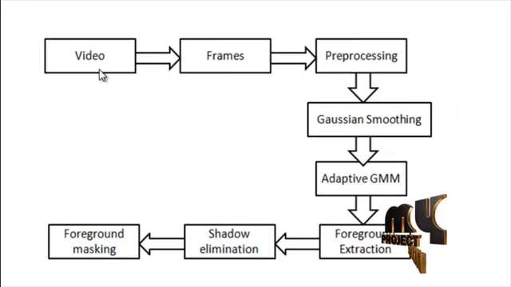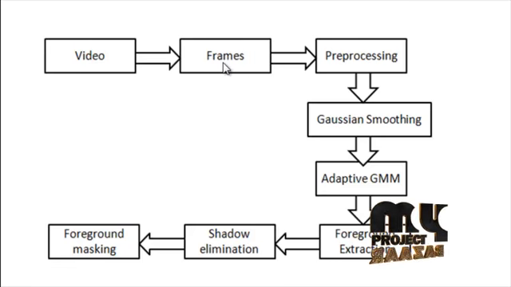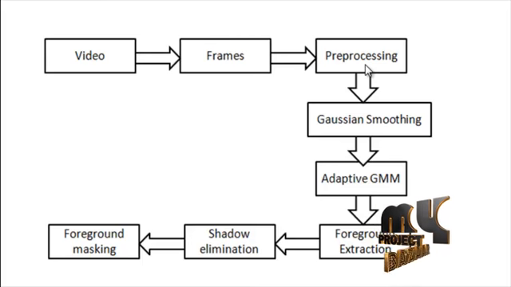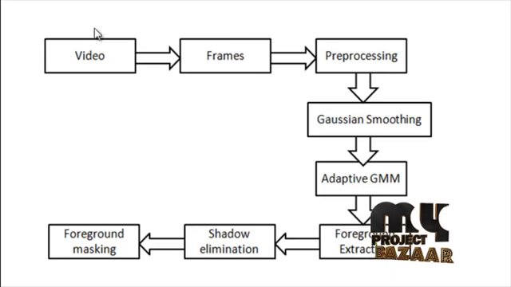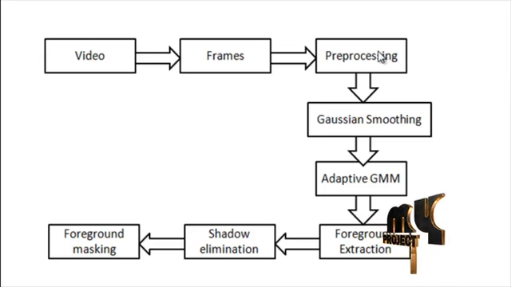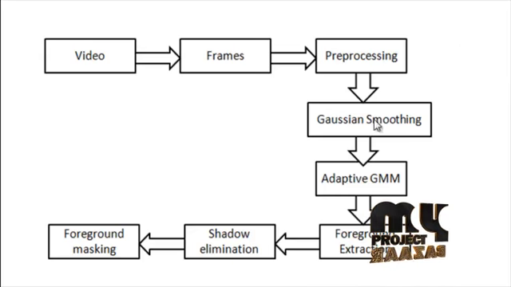First we load our input video, then we convert it into frames, and each and every frame goes for the pre-processing step. In the pre-processing, we are just removing the noise from our input frames. Noise is nothing but unnecessary information that contaminates an image. These noises are removed using some types of filters. Here we are applying a Gaussian filter to remove the noise, and then we apply Gaussian smoothing.